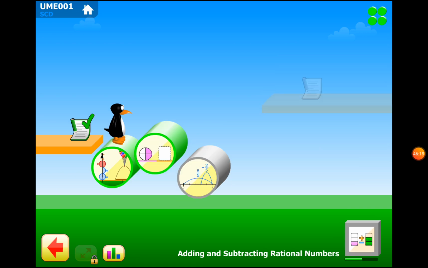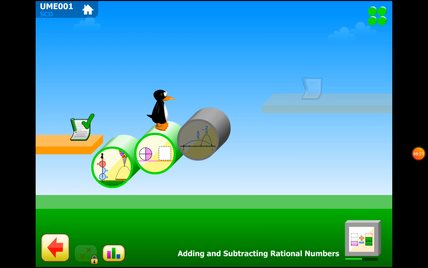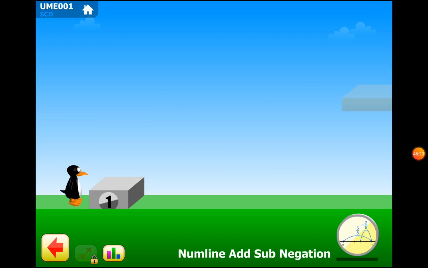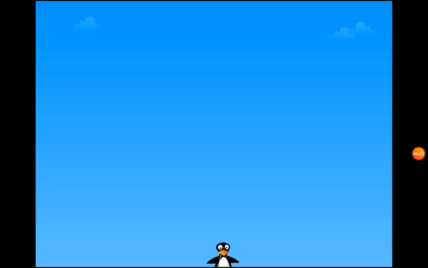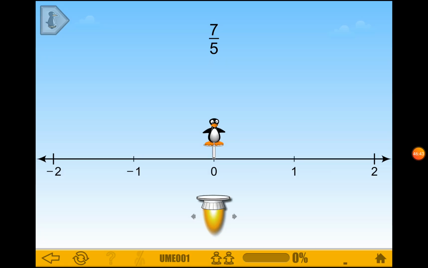go. Woo. And now, oh, we're on the third one. Okay. Numline. Excuse me, whoever made this, I'm suing this game. They spell number line, numline. Add sub negation. What kind of grammar is this? Do you really need to use Grammarly, if you know what I mean?